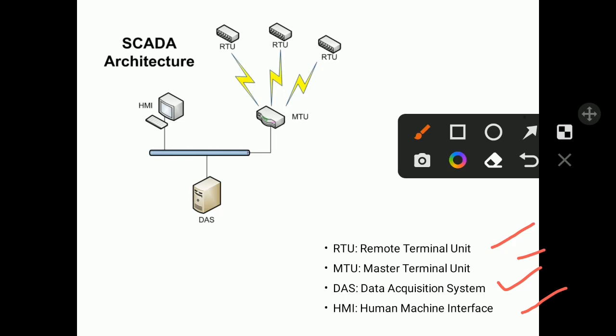Here you can see all the RTUs. These RTUs send signals to the MTU. From this MTU, data is acquired by the data acquisition system, which acquires all the data, and then it is given to the HMI, human machine interface, which is also called the supervisory system. So there are four important parts in this architecture. All the data is stored in this HMI and shown to the human for controlling the processes.